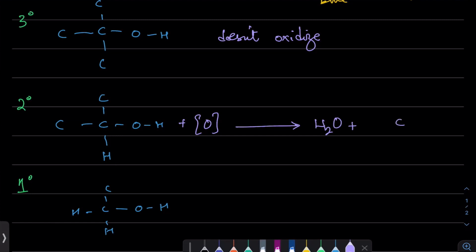और जो बाकी बचेगा ना, मतलब ये भी खत्म हो गया, ये भी खत्म हो गया. So जो बाकी बचा है, they are going to make 2 bonds together and you get this thing which is called a ketone. Ketone is basically a secondary carbon next to an oxygen. Okay? So this is a ketone group.